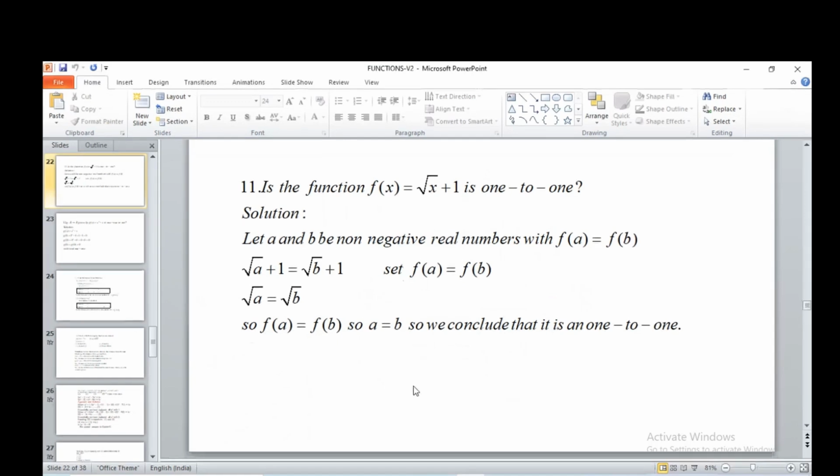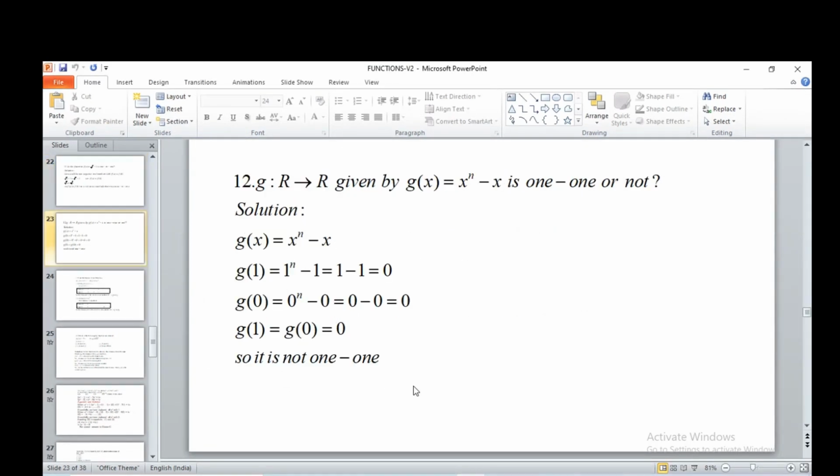Next part. Given g maps from R to R, g of x is equal to x power n minus x. Is it one-to-one or not? We have to check it. I'm putting g of 1 here. So g of 1 is 1 power n minus 1, which is 1 minus 1 equal to 0. Therefore, g of 0 is equal to 0 power n minus 0. So obviously you can see g of 1 and g of 0 are both equal to 0. So it is not one-to-one.